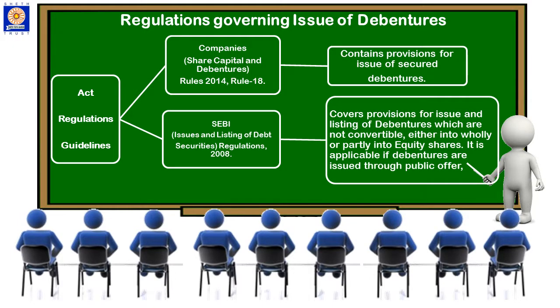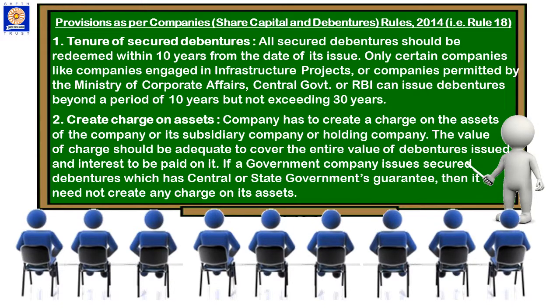The Companies Rules contain the provisions for issue of secured debentures, and the SEBI regulations cover the provisions for issue and listing of debentures which are non-convertible either wholly or partly into equity shares. Let's start with the first provision as per the Companies Rules 2014, that is Rule number 18.